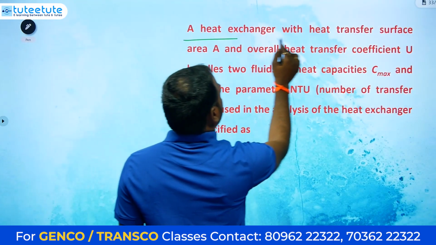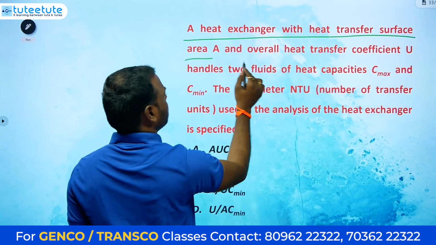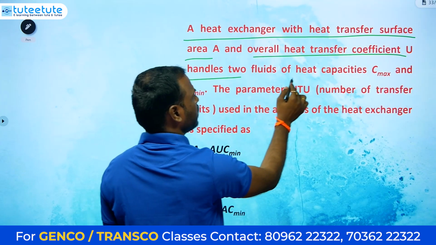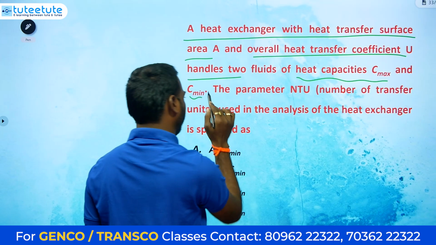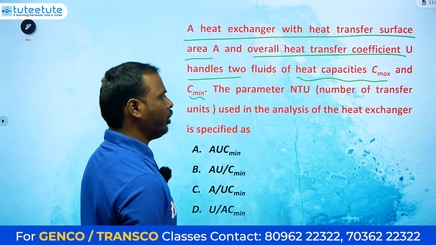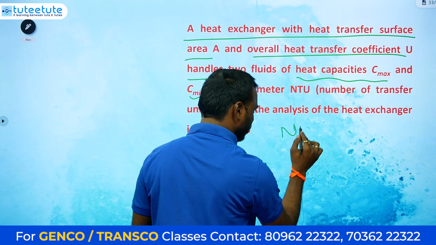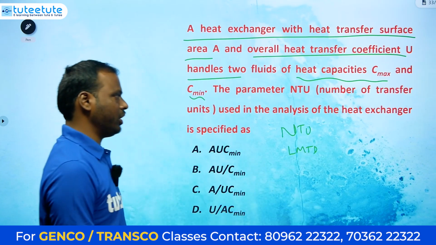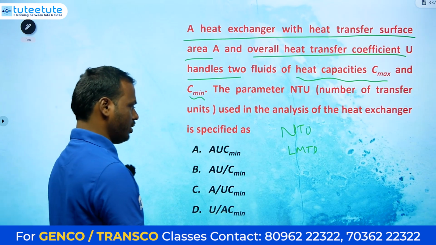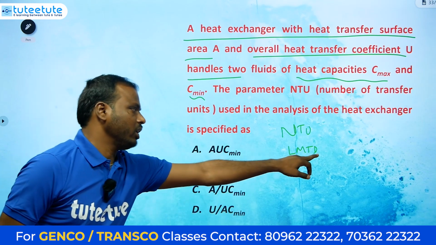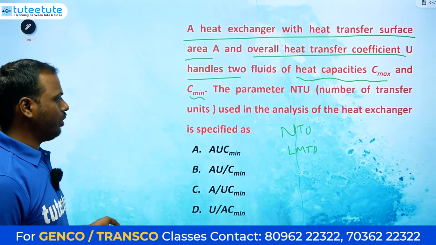Generally, a heat exchanger with the same heat transfer surface area and the same overall heat transfer coefficient U handles two fluids with heat capacity C max as well as C minimum. The parameter used is NTU. There are two methods: the NTU method as well as the LMTD technique. Till now we have seen the LMTD technique. Now it is the NTU method.